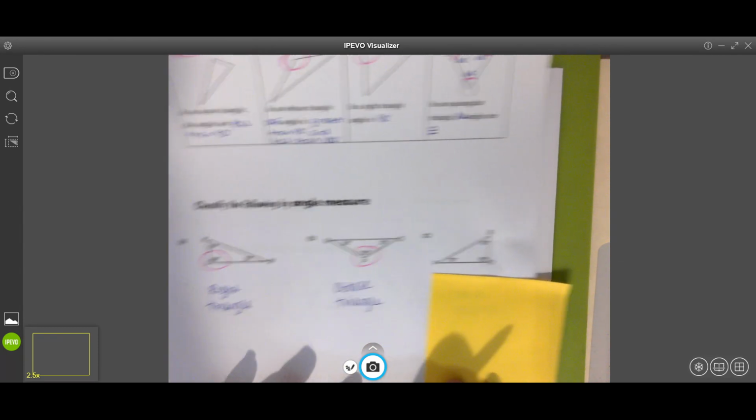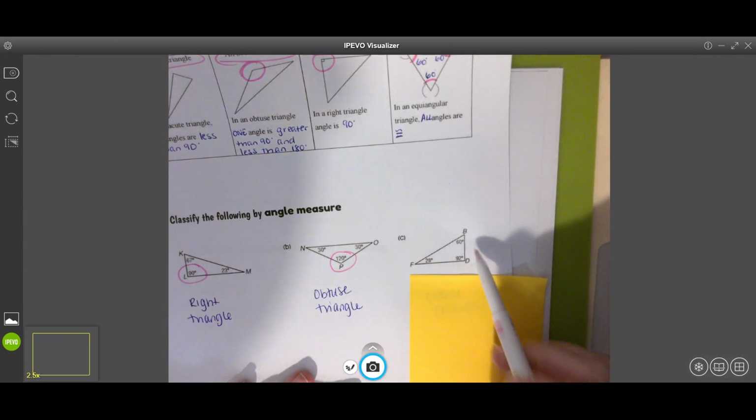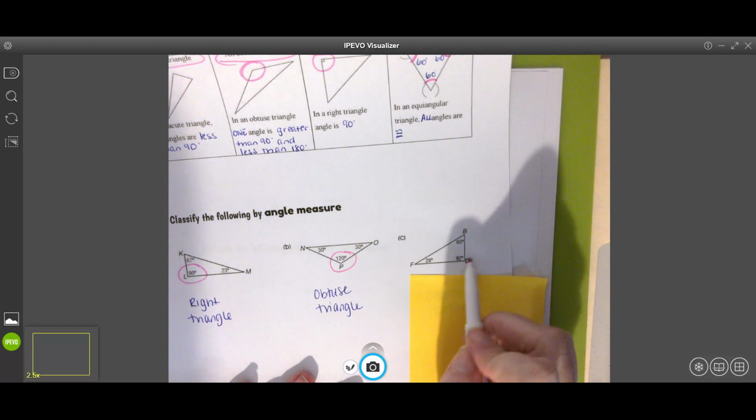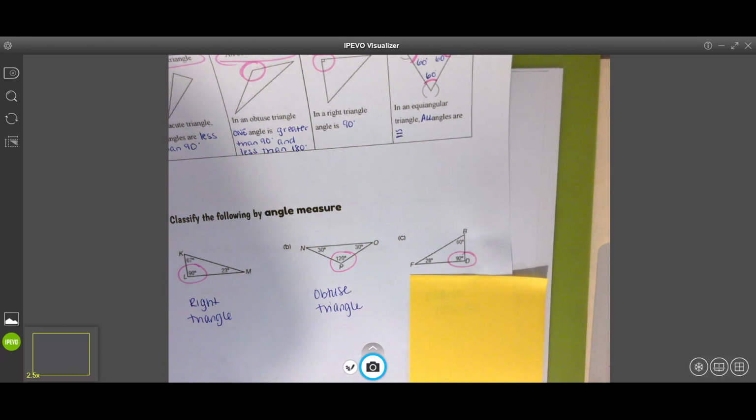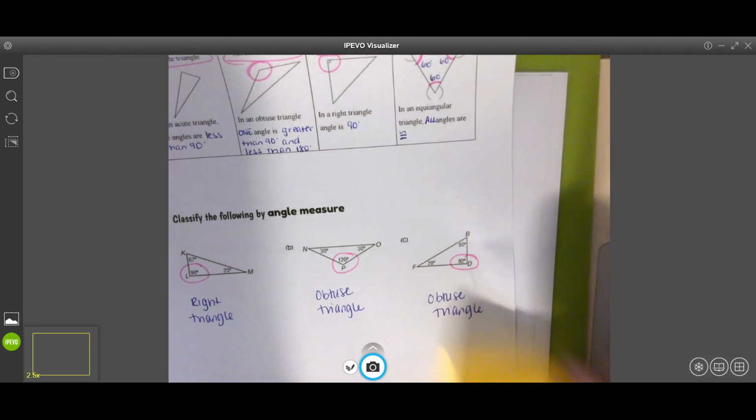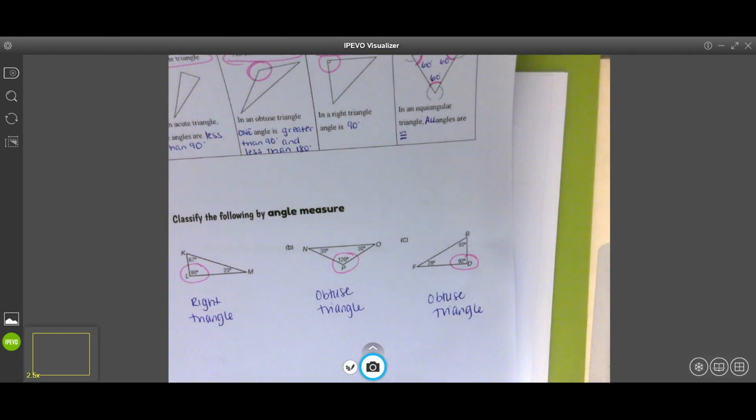And then our last example, we have 26, 60, and 92. My focus goes to the 92. So since it's not 90 degrees, I can't call it a right triangle. It's greater than 90, less than 180. So we're going to call that our obtuse triangle again. Remember, to be an acute triangle, all 3 angles have to be under 90 degrees.